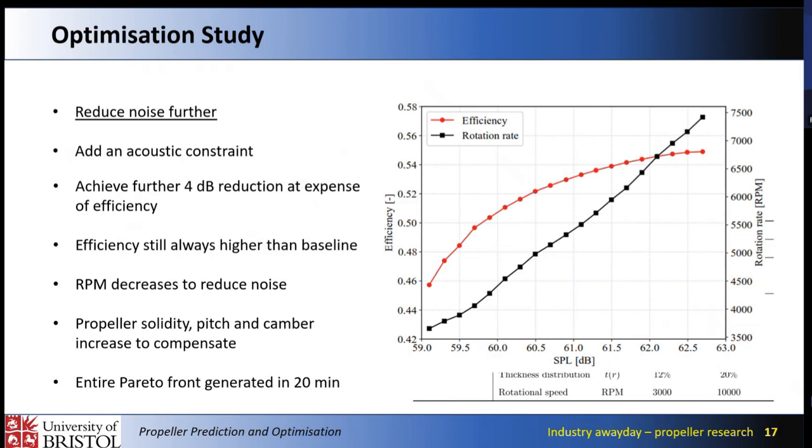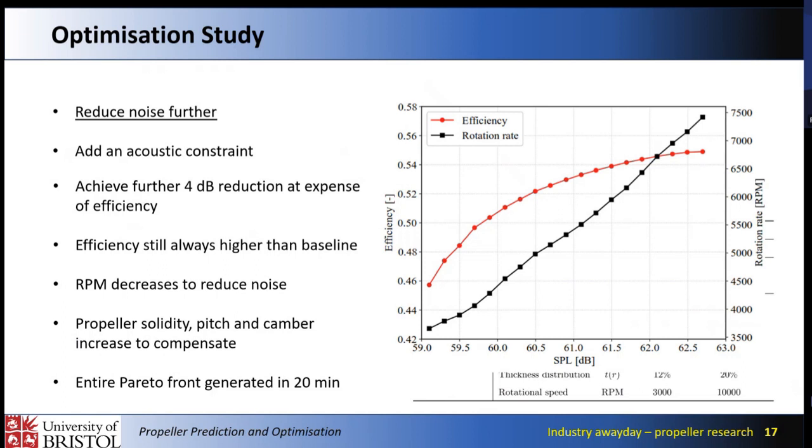Just to describe this, effectively, we're starting here on the right. That was our original design, which was unconstrained for noise, at around 63 dB. And then we apply an increasingly stringent acoustic constraint, so reduce the maximum SPL that the blade can produce all the way down to around here, another 4 dB reduction. So that's overall an 8 dB reduction on the original design.